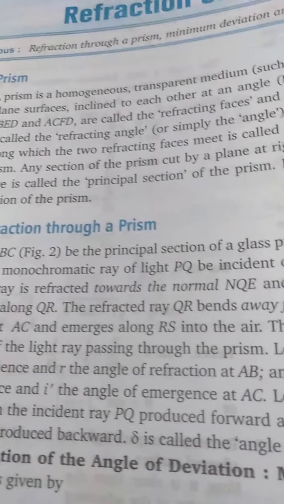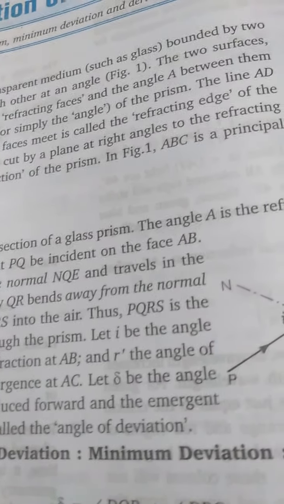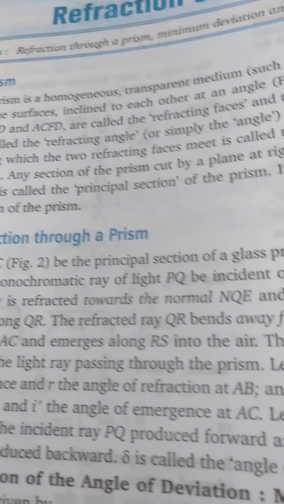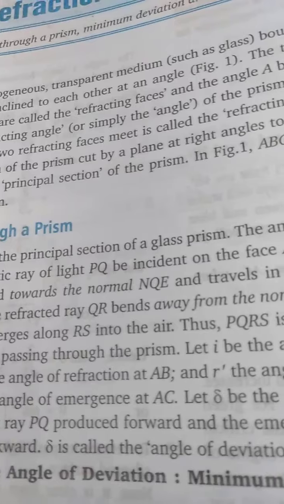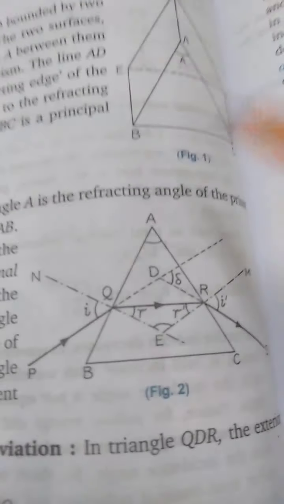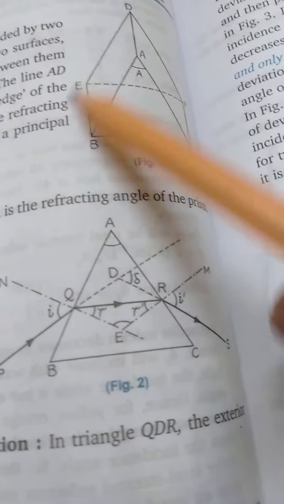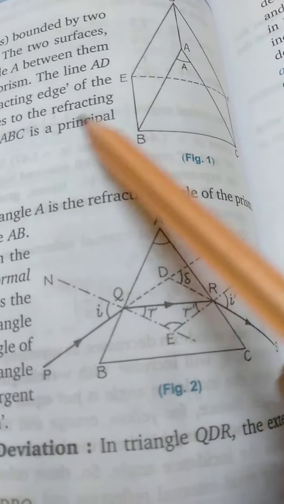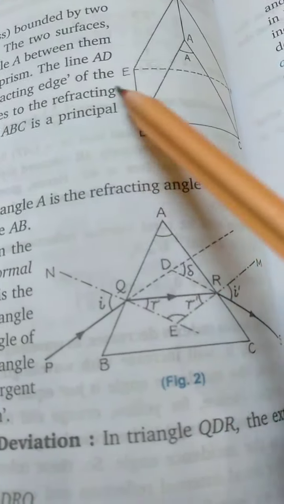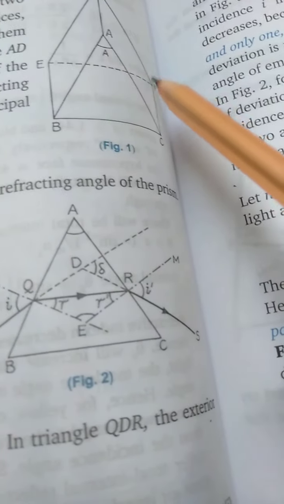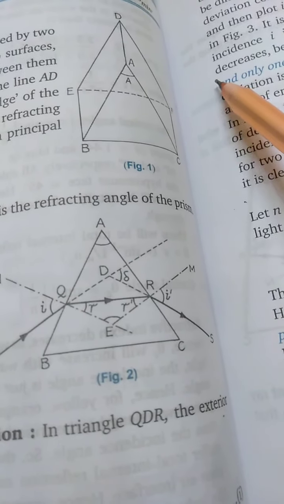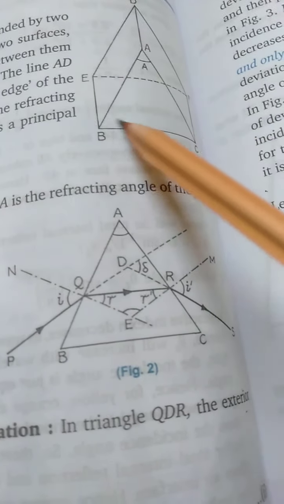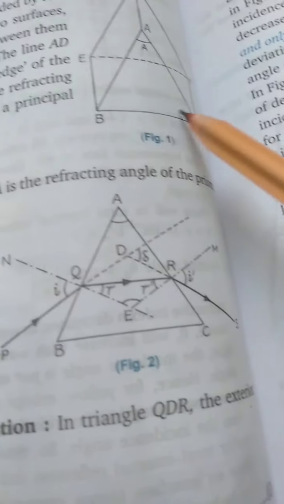Now, a prism is a homogeneous transparent medium, made up of glass mainly, bounded by two plane surfaces inclined to each other at an angle. Okay, so this is the prism. This is the surface where the ray enters, and this is the surface through which the ray comes out. Whenever we draw the figure of prism refraction, we only draw this cross section.